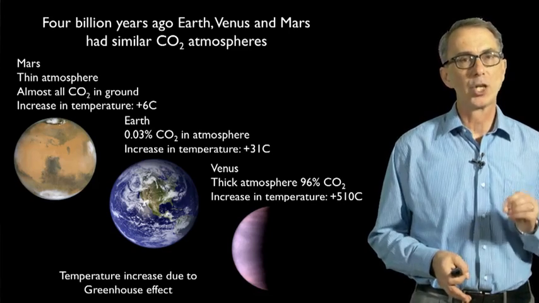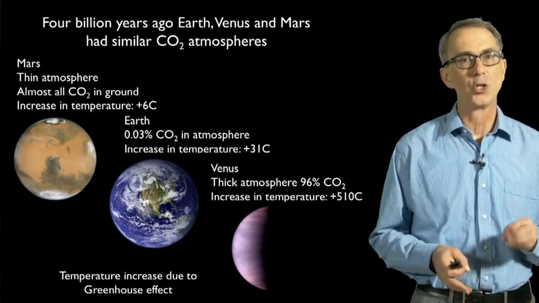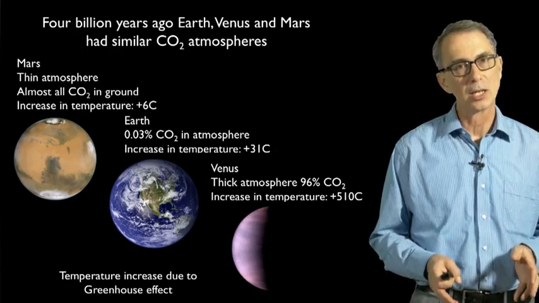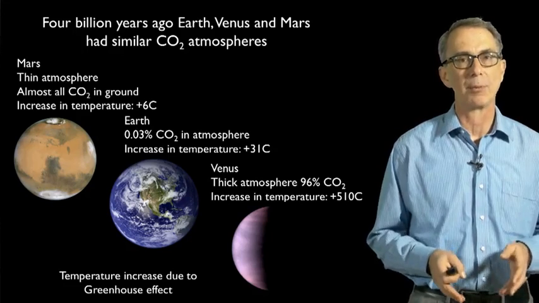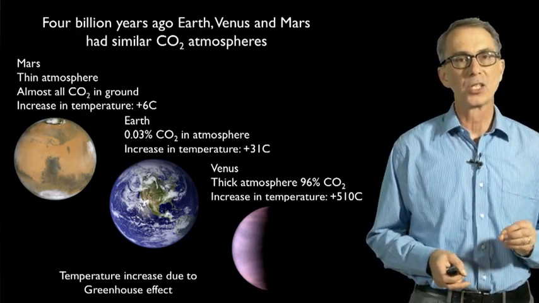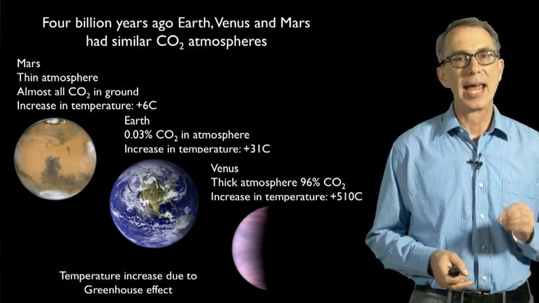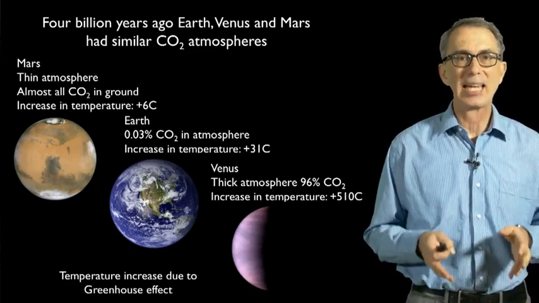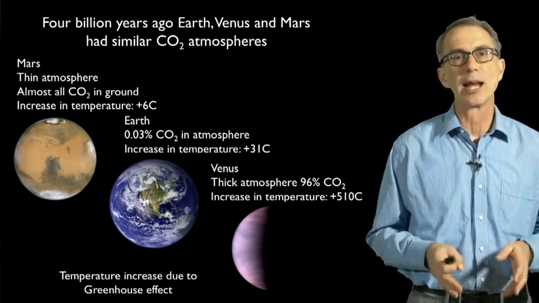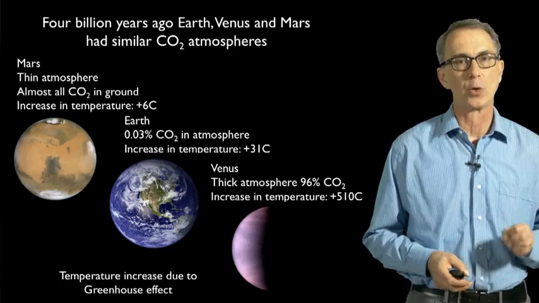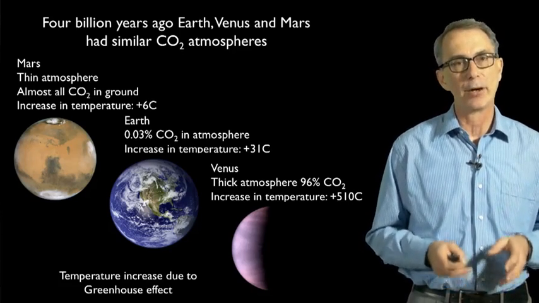And these temperature increases that we're going to be looking at are due to the density of the atmosphere, or the pressure of the atmosphere, and the amount of carbon dioxide in the atmosphere. And the atmosphere on Venus is more than 90% carbon dioxide, and it has what we call a very strong greenhouse effect, almost a runaway greenhouse effect, and the surface temperature on the planet is very, very high.